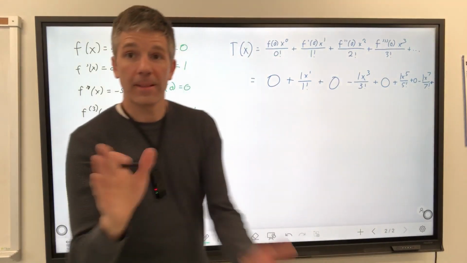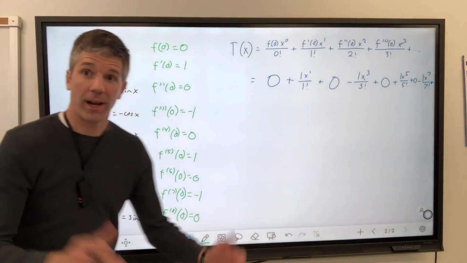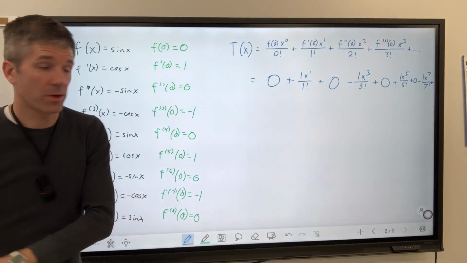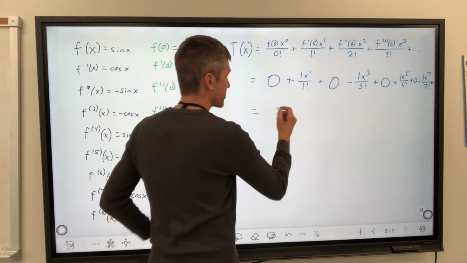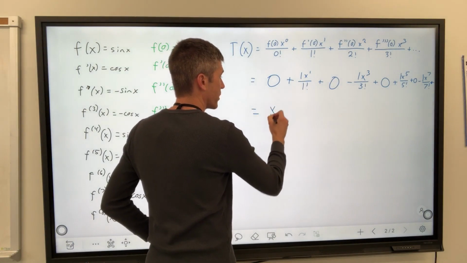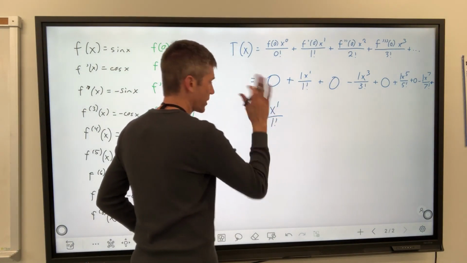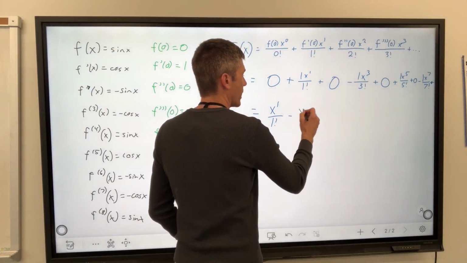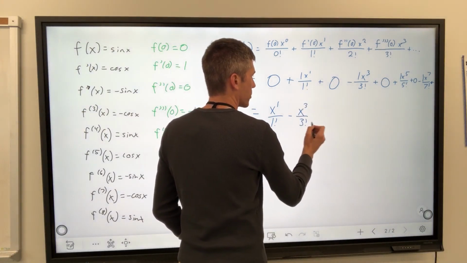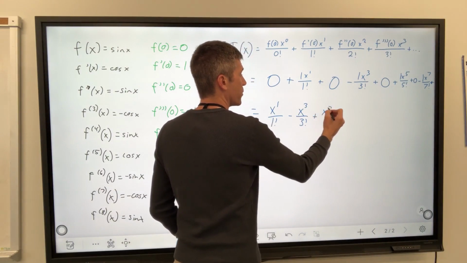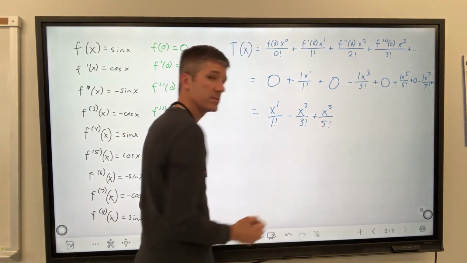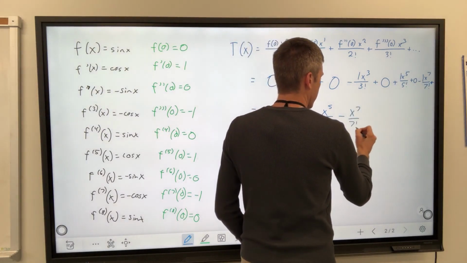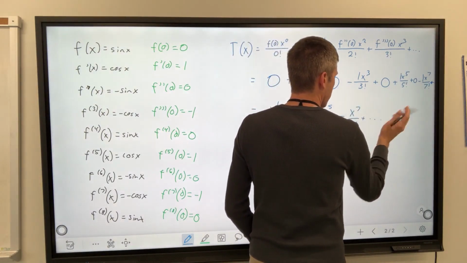Okay, let's find some patterns. Sorry, I got right up in the camera there. Find some patterns and you're going to like it. First of all, let's drop some zeros out. So my zeros are going, and I'm going to have 1x to the first over 1 factorial. Again, I like to write unnecessariness. Minus 1x to the third over 3 factorial plus 1x to the fifth over 5 factorial minus 1x to the seventh over 7 factorial plus, and we keep going.